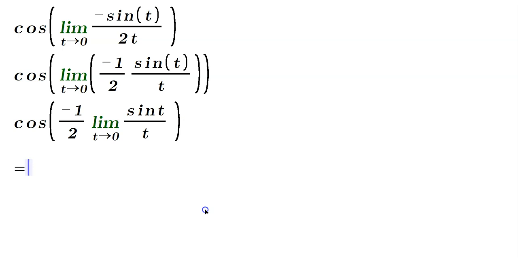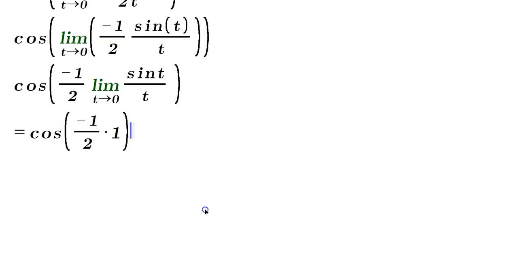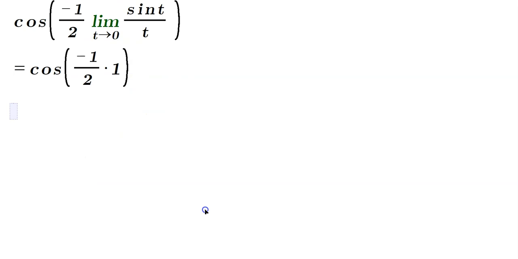Well, guess what? That's a well-known limit. That's cosine of -1/2 times 1, because sine of t over t as t goes to 0 is known to be 1. Which, in other words, then tells us that our final answer is cosine of -1/2. And that's a number. You can punch it into a calculator and see the answer.